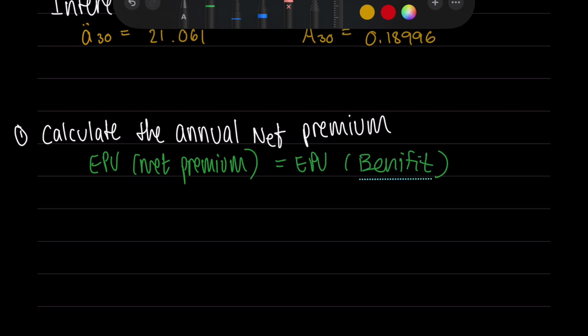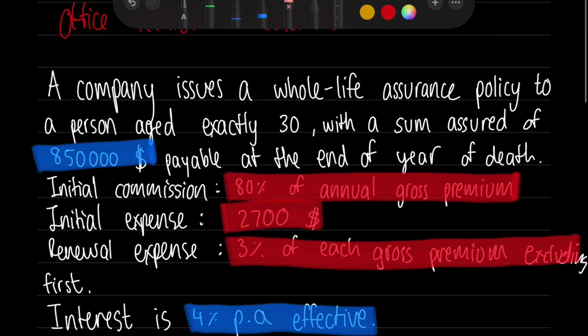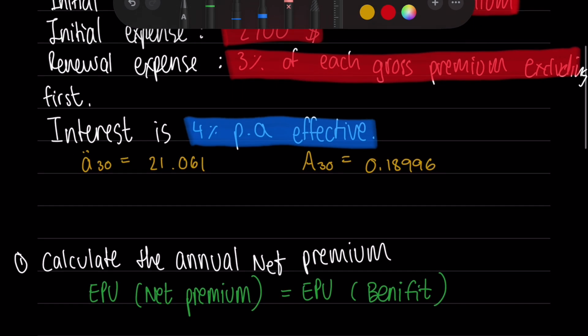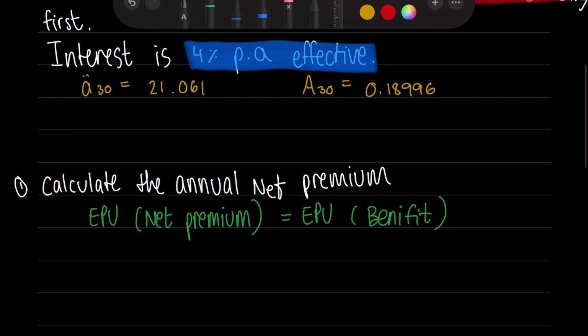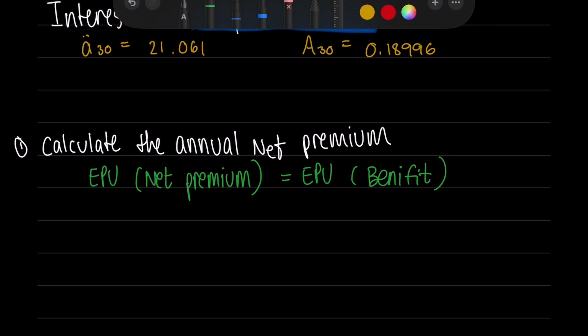I'm using benefit because this is a whole life assurance policy, which means that whenever this person dies, for the rest of his life, at the end of that year, this amount will be paid out probably to his family, his partner, anything like that. Let's do this. I'm just going to go down. I'm not going to do this separately because it's so simple. So I'll start with the left-hand side.